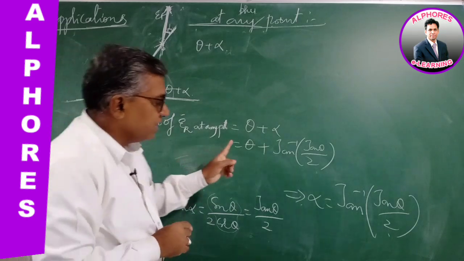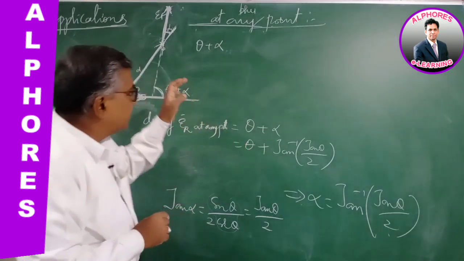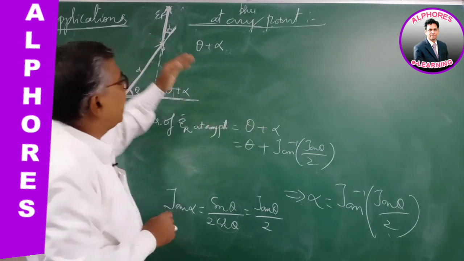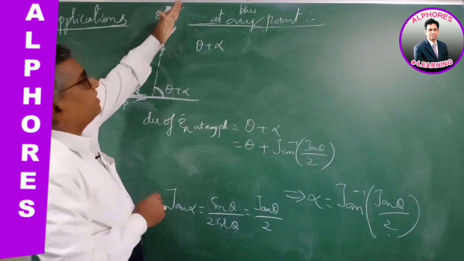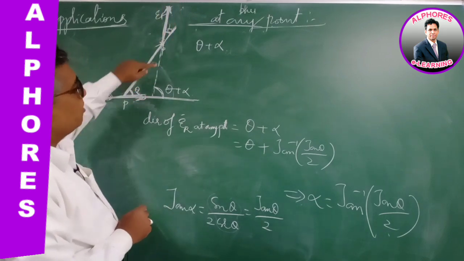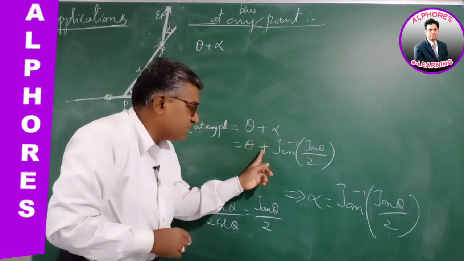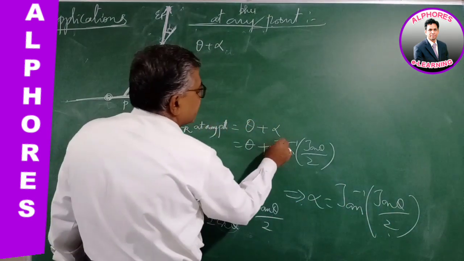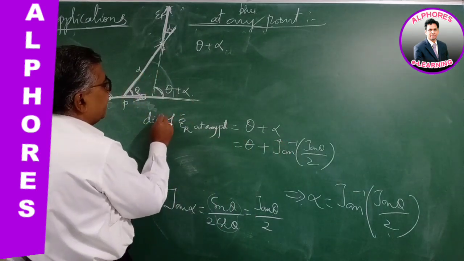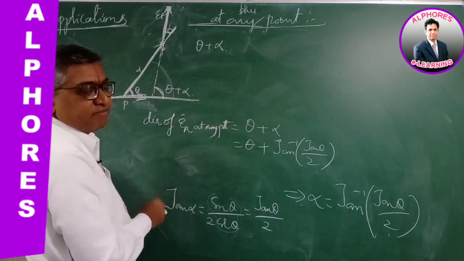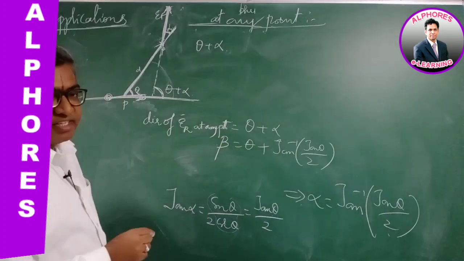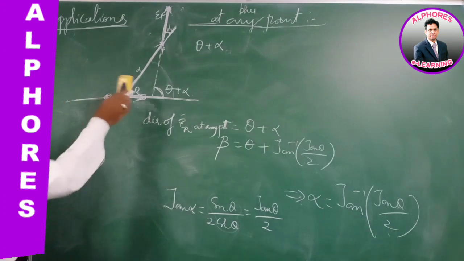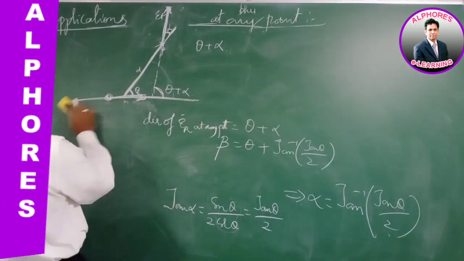the angle made by the resultant electric field due to an electric dipole at any arbitrary point. Theta is the angle made by the radius vector with the axial line, and alpha is the angle made by the resultant electric field with that radius vector. So the total angle is theta plus alpha. Let us say the net resultant direction of the electric field is beta. So beta is theta plus tan inverse of tan theta by 2. Okay, this is regarding the direction of the electric field intensity.